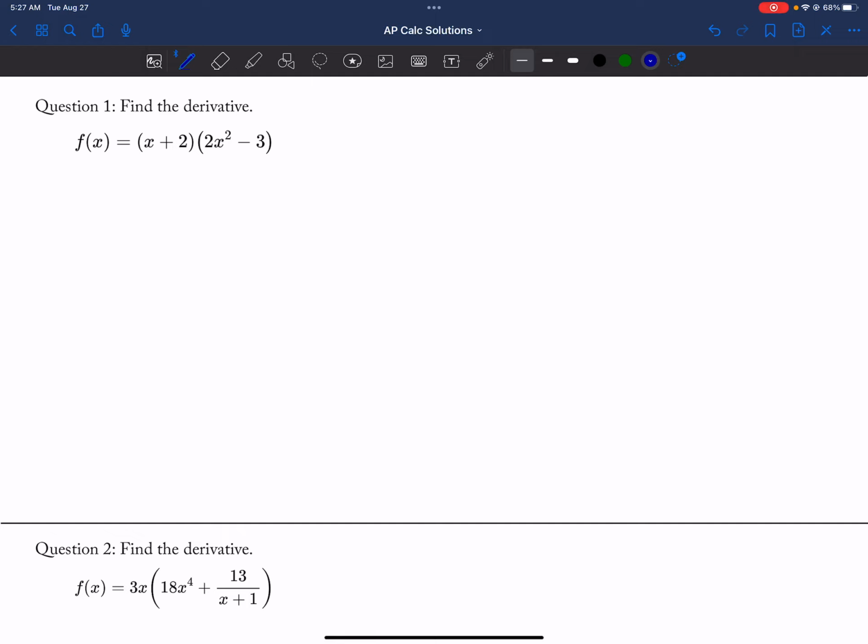Okay, so let's go ahead and take a look at the odd number questions for this objective. So product rule here. The second times the derivative of the first plus the first times the derivative of the second. The derivative of 2x squared minus 3 is 4x.